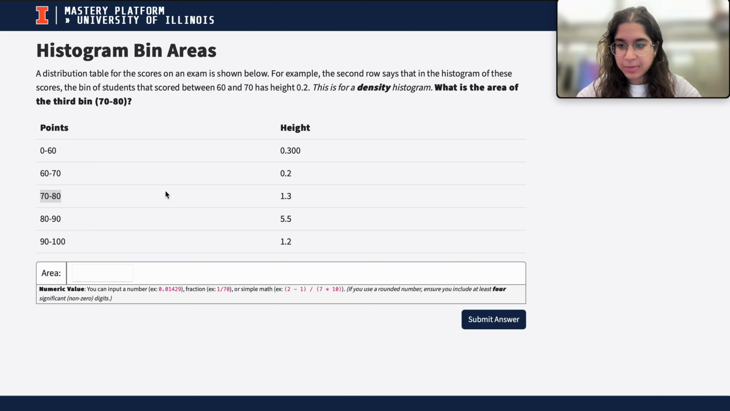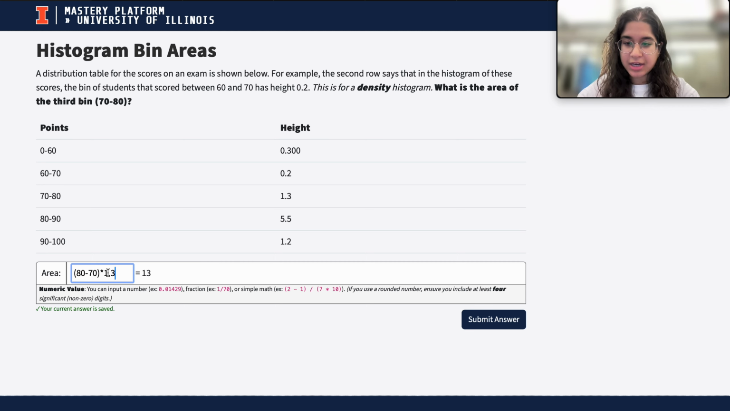So here we have the third bin, which is from 70 to 80, and which has a height of 1.3. So when we want to find the area, we know this is a density histogram, right? It's basically a graph that is formed by rectangles, and since the width is 70 to 80, that's around 10. And since the height is 1.3, the area is simply going to be the difference between 80 minus 70, which is the width on the x-axis, times the height, which is 1.3.